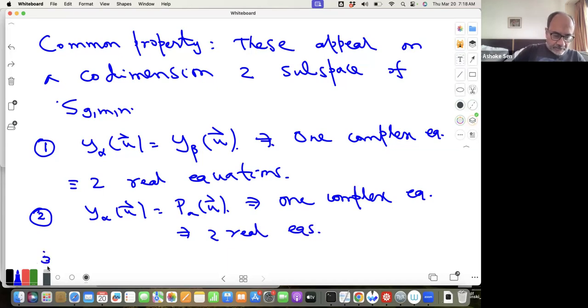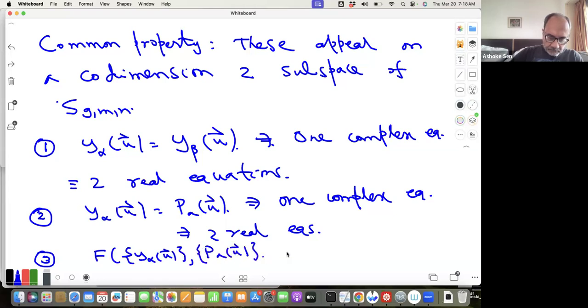And the third kind, okay, that's the ones that appear on the higher genus surface. As I said, they take the form f of y alpha of u, PA of u, and u itself equal to 0. But f is one analytic function. So it's again a complex valued function. So you have to set both its real and imaginary part equal to 0. And hence it's again codimension 2. So one complex equation.